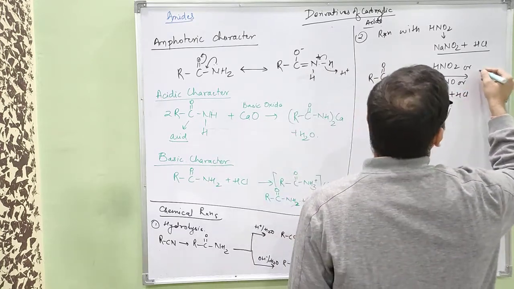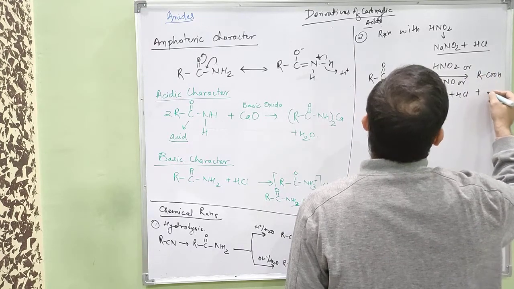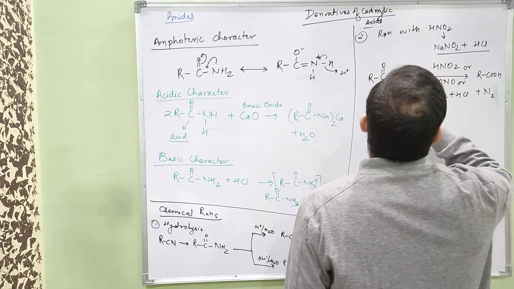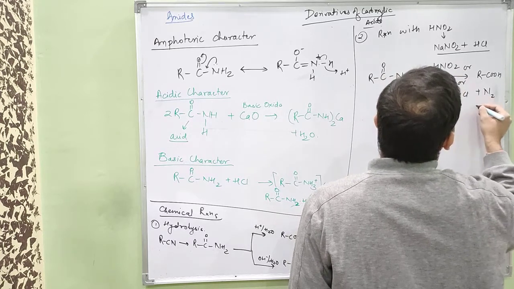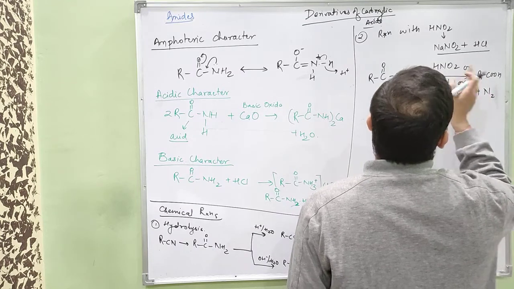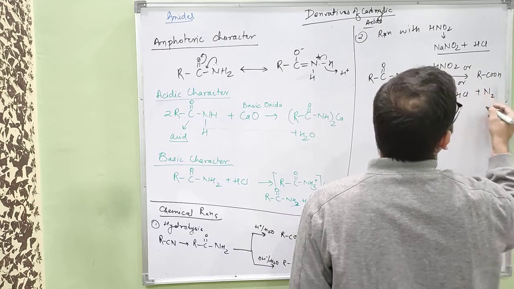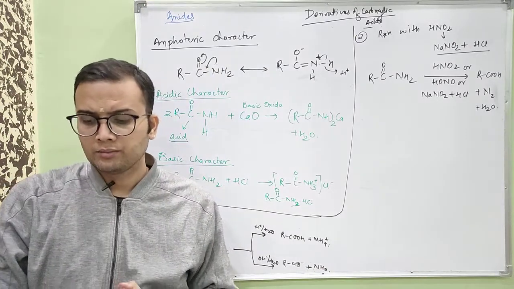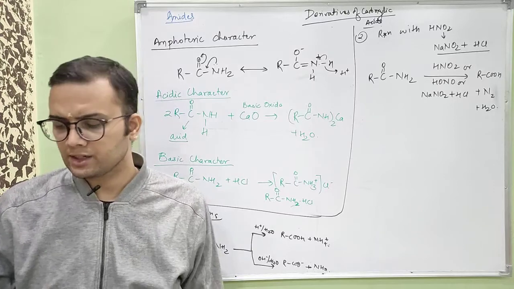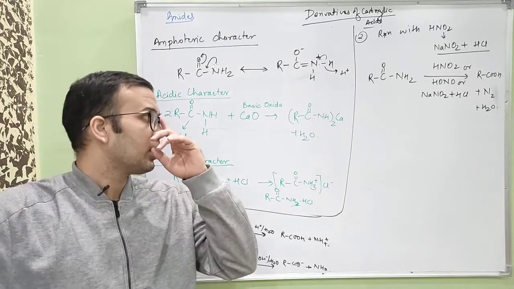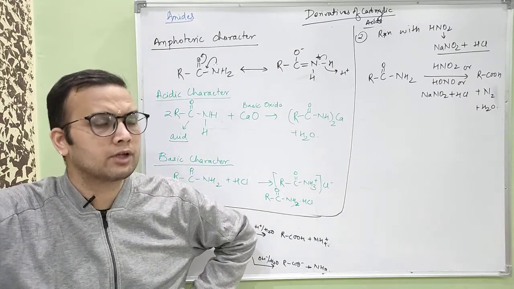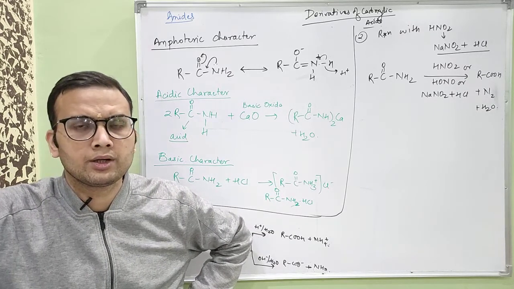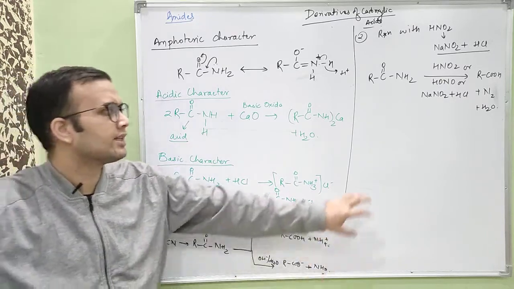But then again, if you see this, you will always get RCOOH plus N2 plus H2O. This is what you will get. Got it? So write that down. On reaction with nitrous acid, amides give the corresponding acids with the release of N2 gas.